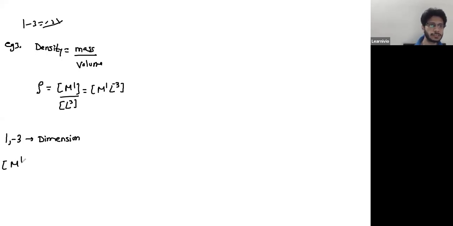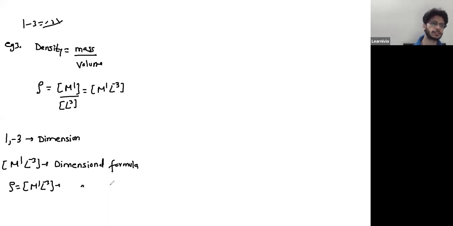Similarly, if you write this as M1 L-3, this is the dimensional formula. And if you write rho equals M1 L minus 3, then this is a dimensional equation. Just note it down.